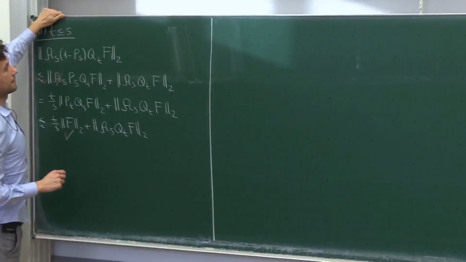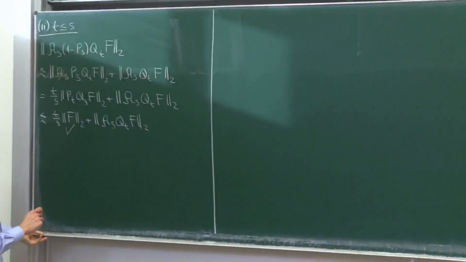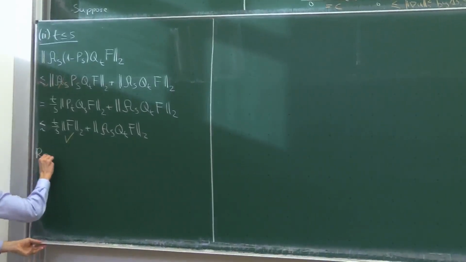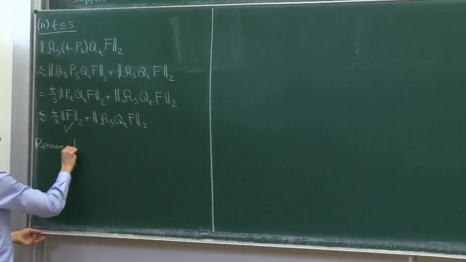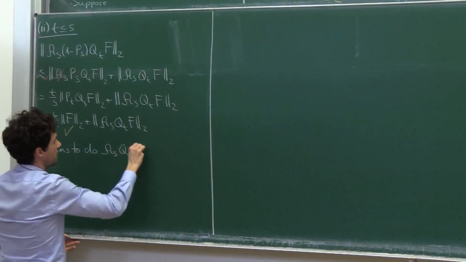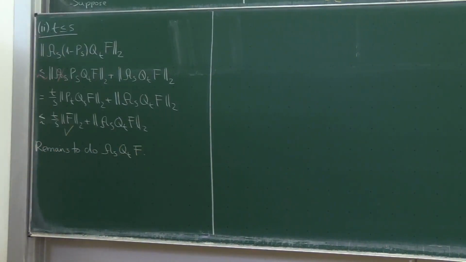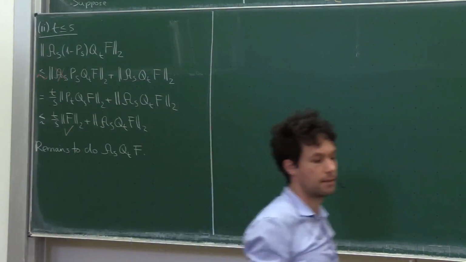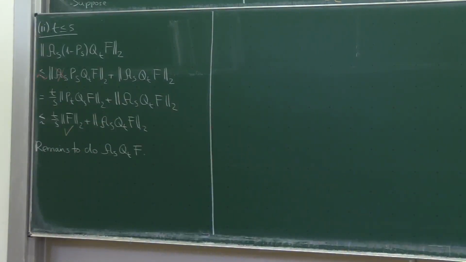Okay. So let's think about it. It remains to do AS QT F. AS QT F, what sort of function is this? What is it?